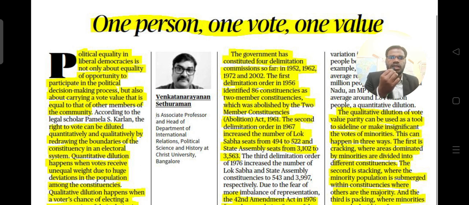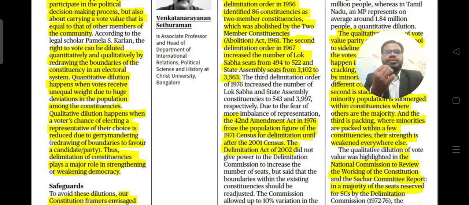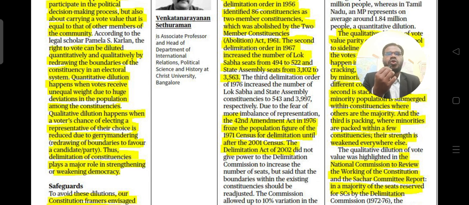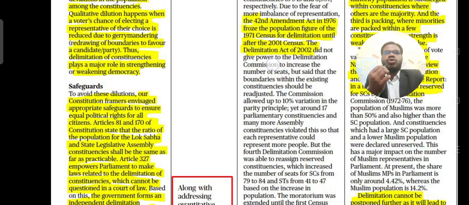According to the legal scholar Pamela Karlan, the right to vote can be diluted quantitatively and qualitatively by redrawing the boundaries of the constituency in an electoral system. Quantitative dilution happens when votes receive unequal weight due to deviation in the population among the constituencies. Qualitative dilution happens when voters' chance of electing a representative of their choice is reduced due to gerrymandering, redrawing of boundaries to favor a candidate or party. Thus, delimitation of constituencies plays a major role in strengthening a weakened democracy.